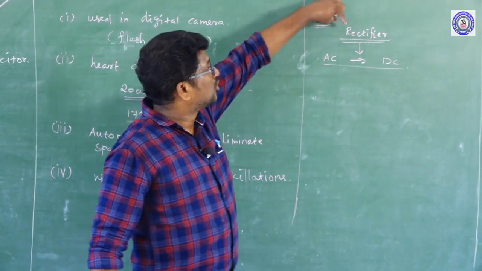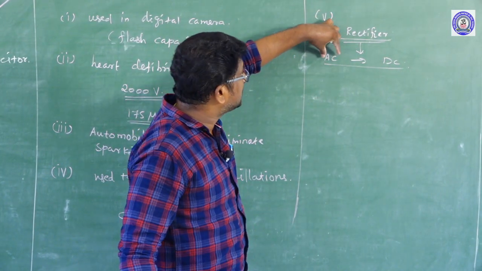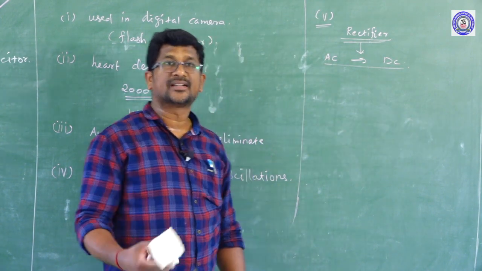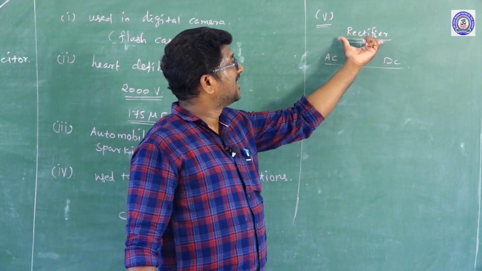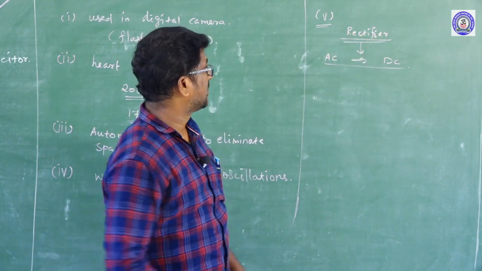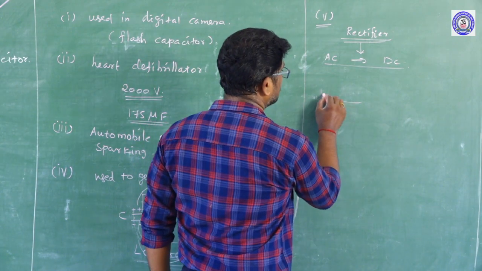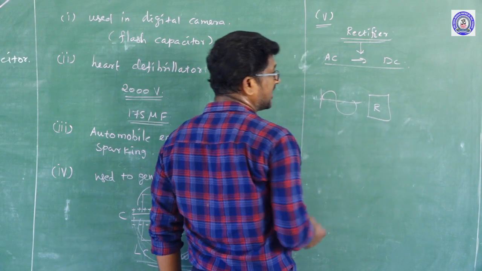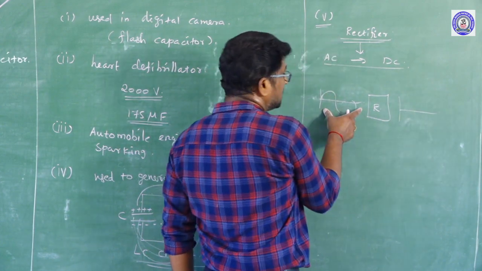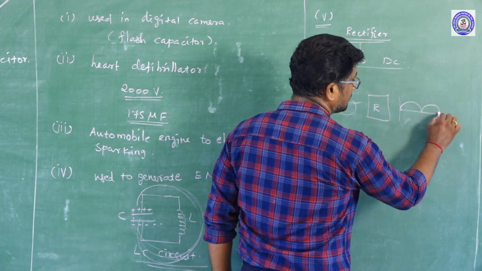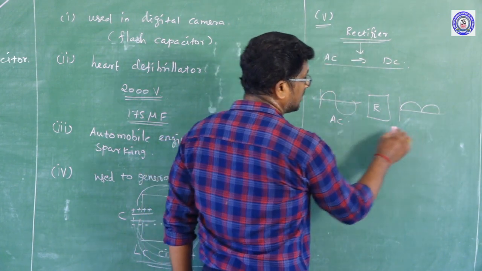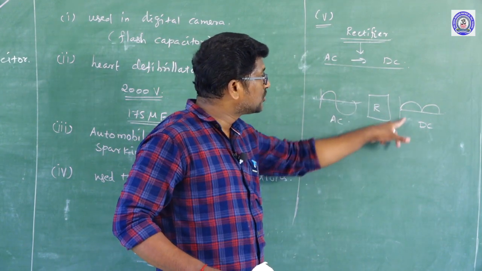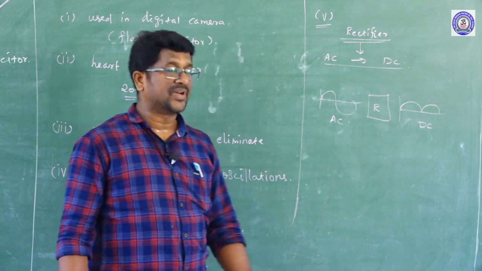A rectifier is an electronic device which is used to convert AC to DC, that is, alternating current or alternating voltage can be converted into direct current or direct voltage by using an electronic circuit called a rectifier. So this is AC. When this AC supply is given to the rectifier, the signal becomes like this. So this is AC and this is DC, right.